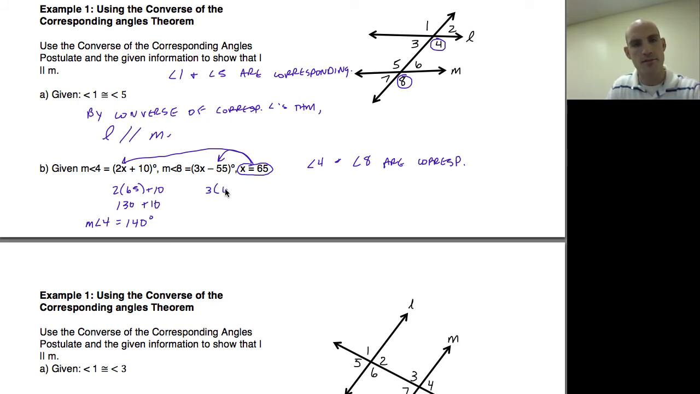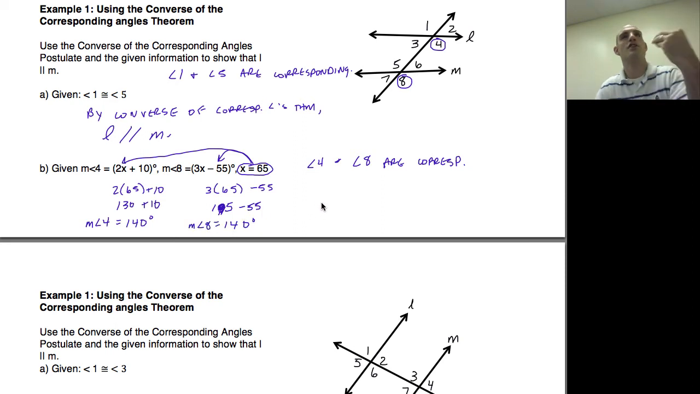Let's do 3 times 65 minus 55. 3 times 60 would be 180. 3 times 5 would be 15, so that'd be 185. Or 180 plus 15 would be 185. Sorry, 195. You guys had it right. I had it wrong. 195 minus 55. 195 minus 5 would be 190. 190 minus 50 would be 140. So the measure of angle 8 equals 140.